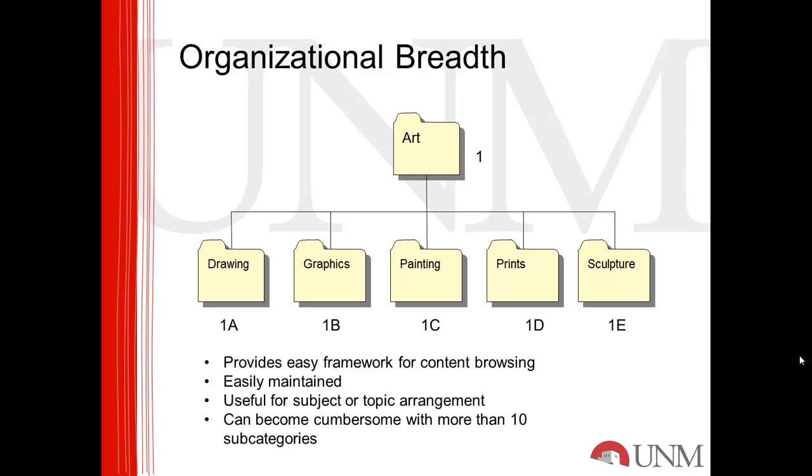The problem with a broad organizational structure is that once you get more than 10 of these subcategories under any main category, it starts to become rather tedious and cumbersome for users to sort through all of the subcategories. So it's important to design a hierarchical structure of directories that are broadly organized to try to keep them between 5 and 10 subcategories.